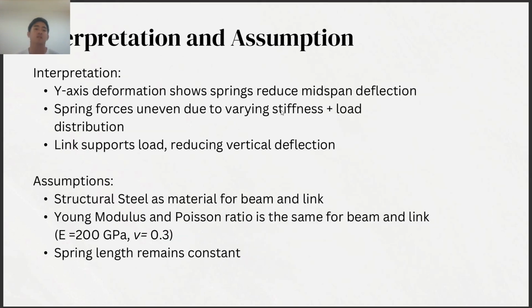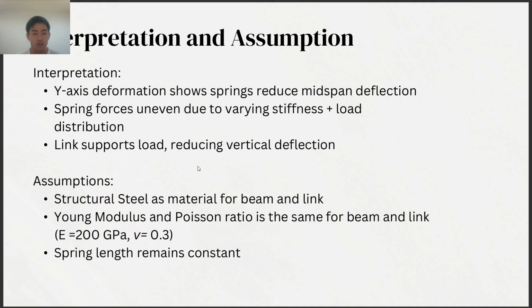The interpretation for this assignment is that the y-axis deformation shows the springs reduce the midspan deflection. The second is that the spring force results are uneven due to the varying stiffnesses as well as different load distributions. Lastly, the link supports the load, hence the axial force is so high, which reduces the vertical deflection of the beam.